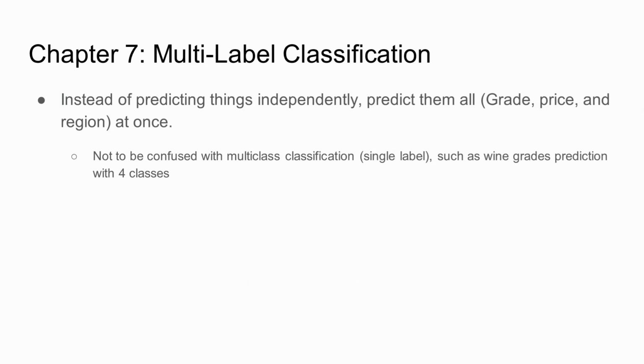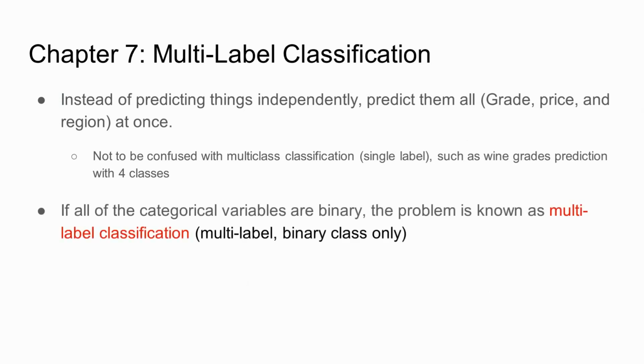Don't confuse this with what we call multi-class classification. Multi-class classification means we have one label with multiple classes. Instead of binary classification, in our grade and our price there are 4 categories, and that is multi-class classification. Here we have 3 labels to predict. Now let's take a look at the definition. If all 3 labels in our example are binary classes, then that is what we call multi-label classification.